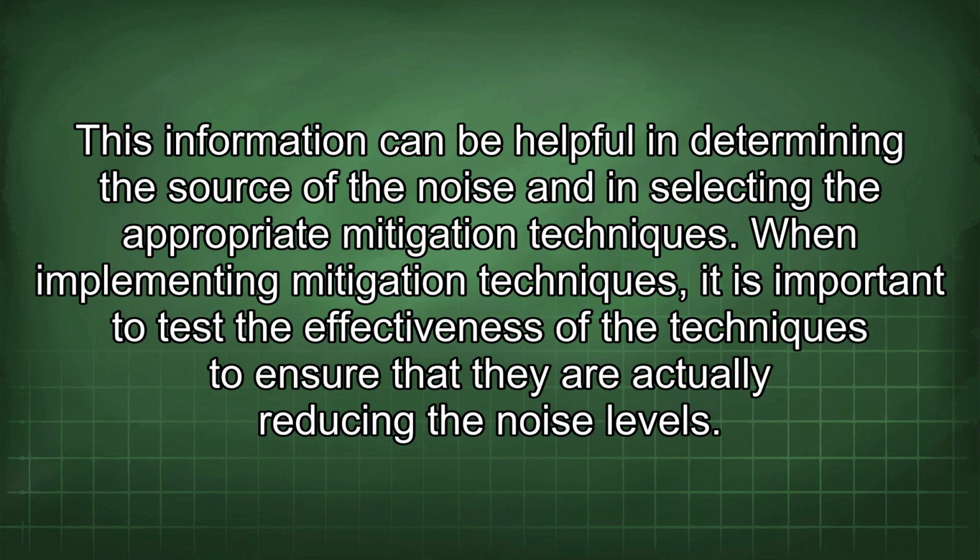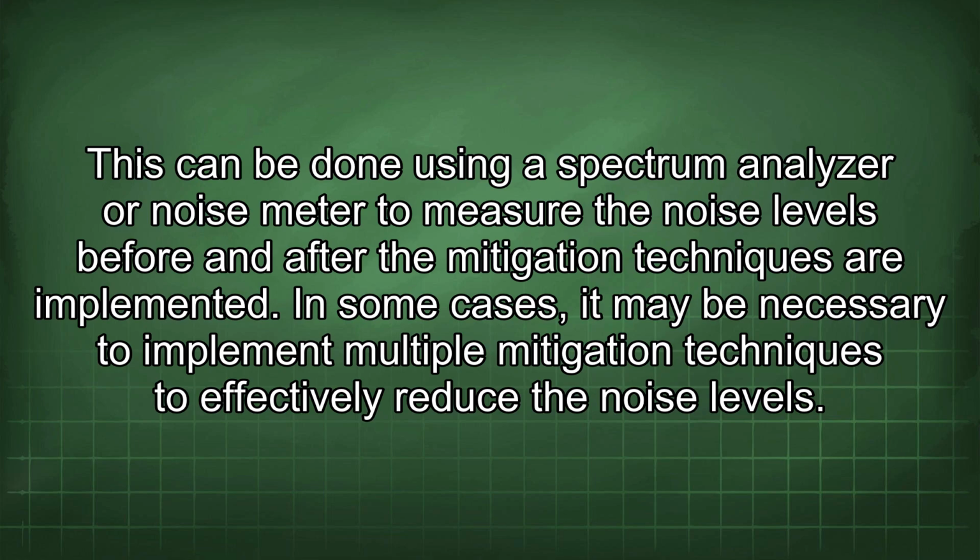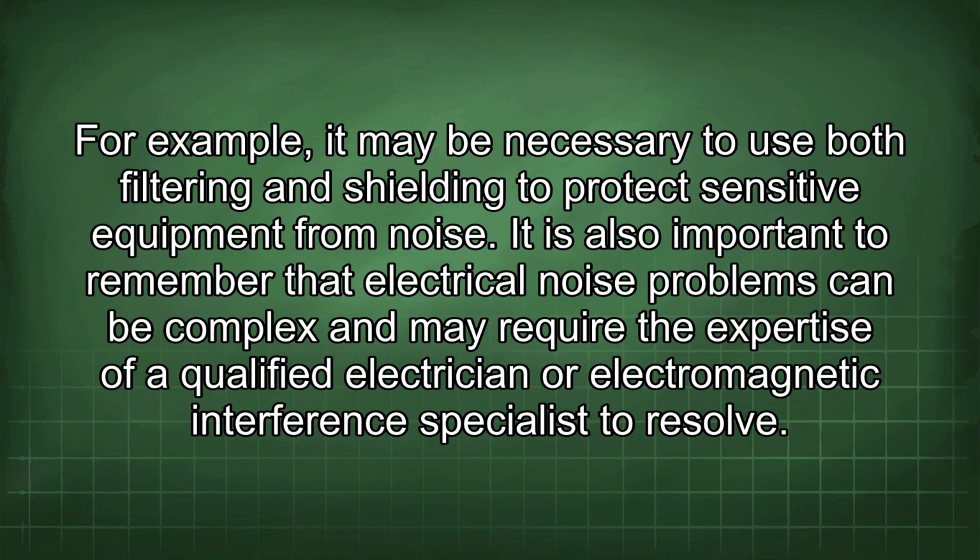When implementing mitigation techniques, it is important to test the effectiveness of the techniques to ensure that they are actually reducing the noise levels. This can be done using a spectrum analyzer or noise meter to measure the noise levels before and after the mitigation techniques are implemented. In some cases, it may be necessary to implement multiple mitigation techniques to effectively reduce the noise levels. For example, it may be necessary to use both filtering and shielding to protect sensitive equipment from noise.